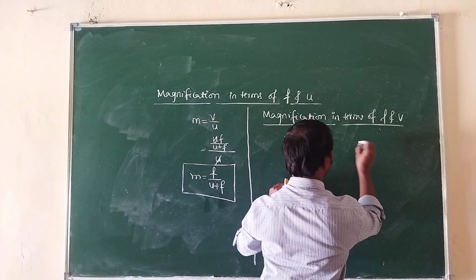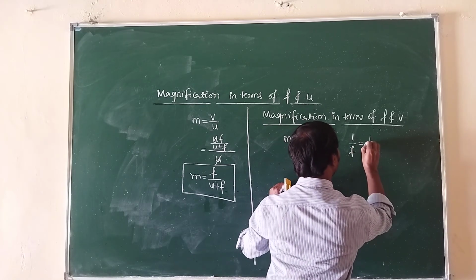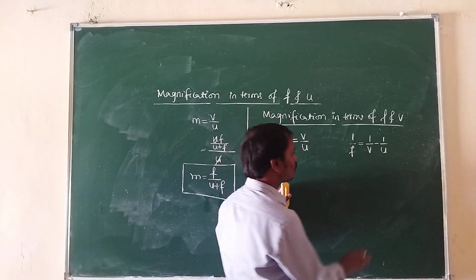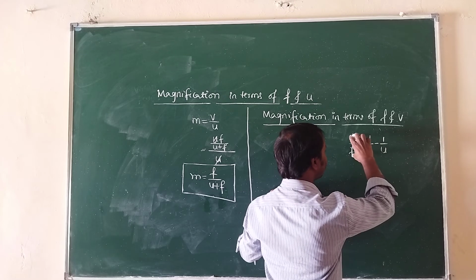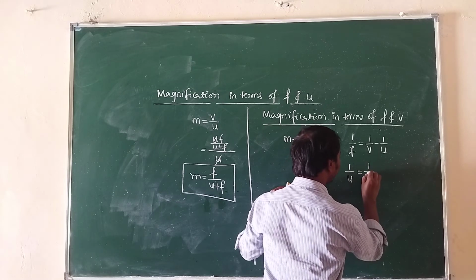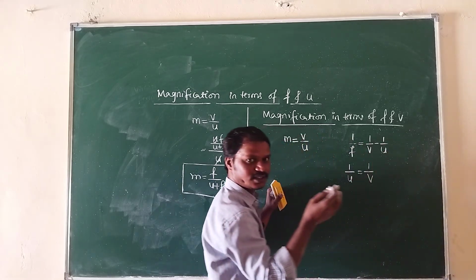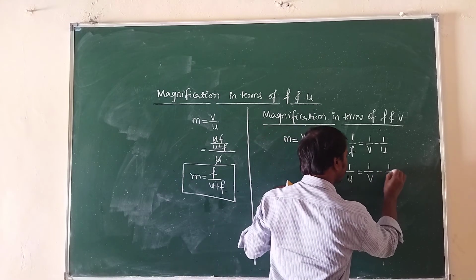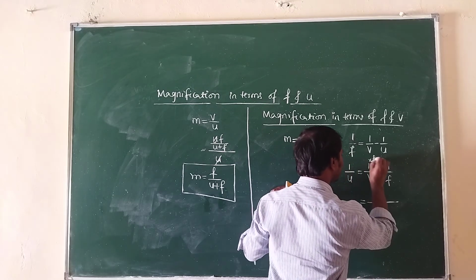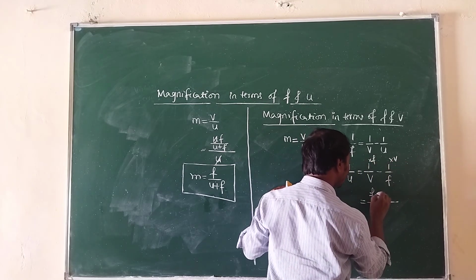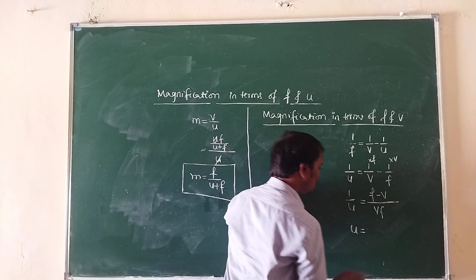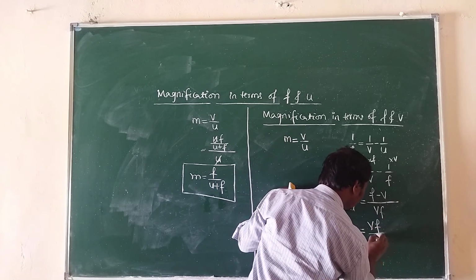Now again by using the lens formula, 1 by f is equal to 1 by v minus 1 by u. Minus 1 by u is taken to the left hand side, 1 by f is taken to the right hand side. Minus 1 by u becomes plus 1 by u. Then it is 1 by v, and plus 1 by f taken to the right hand side becomes minus 1 by f. What is the LCM here? V into f is the LCM. Now it is f minus v. So it is 1 by u, but what we need is u. Then u is equal to v into f divided by f minus v.